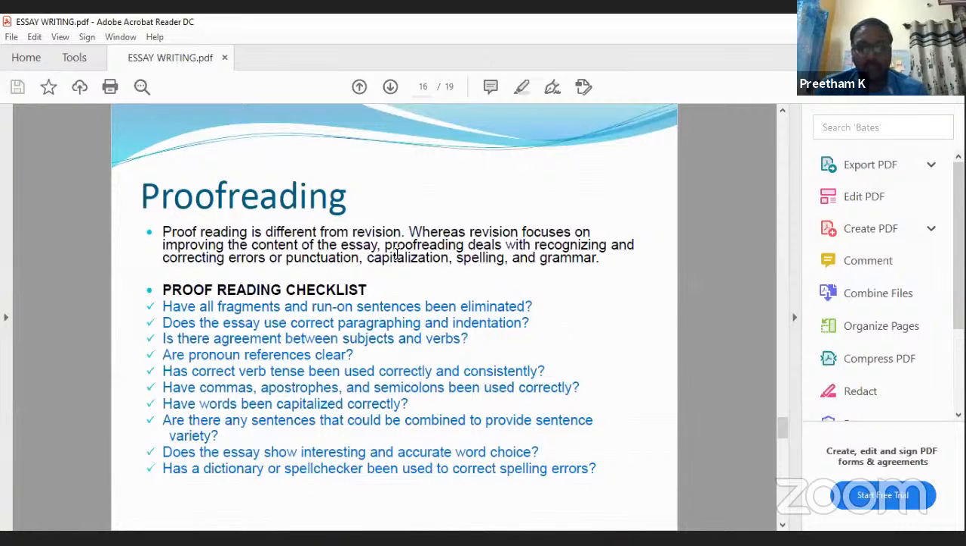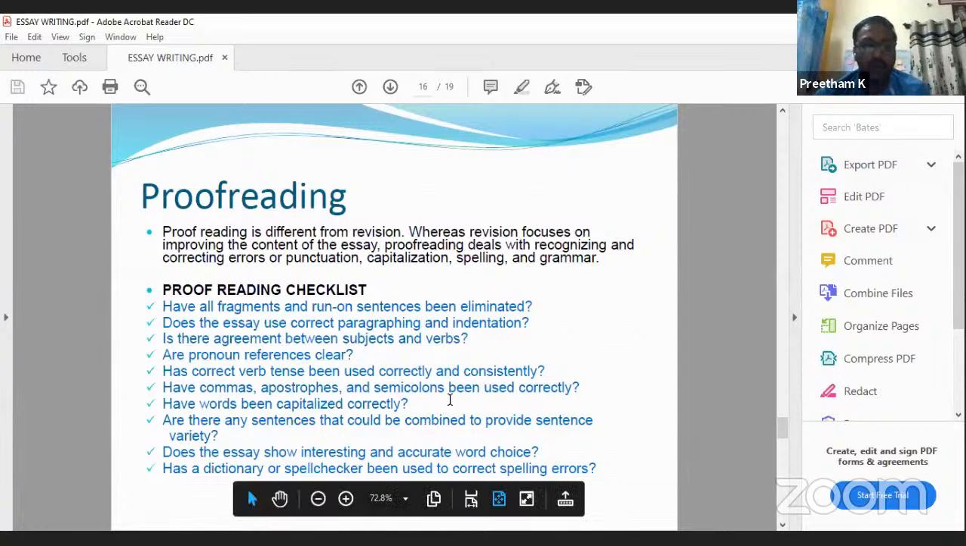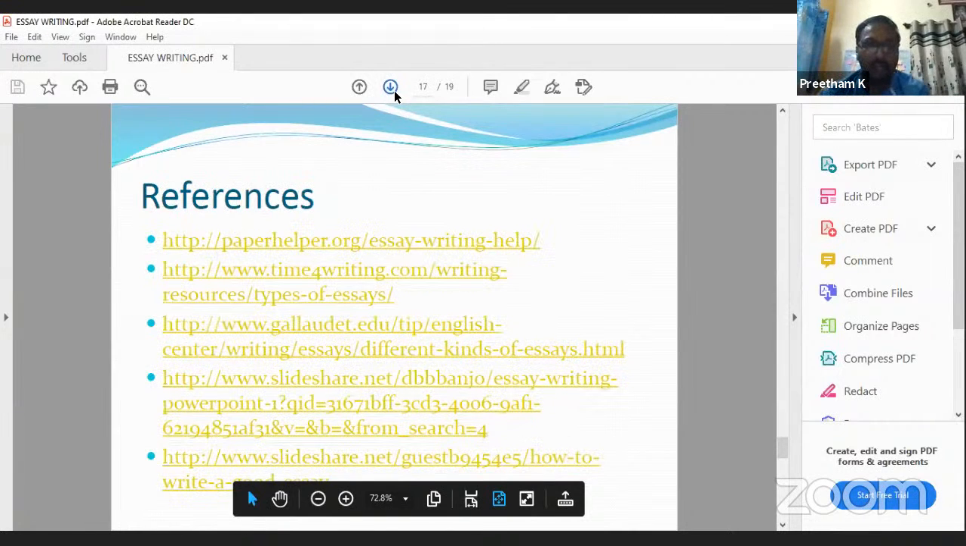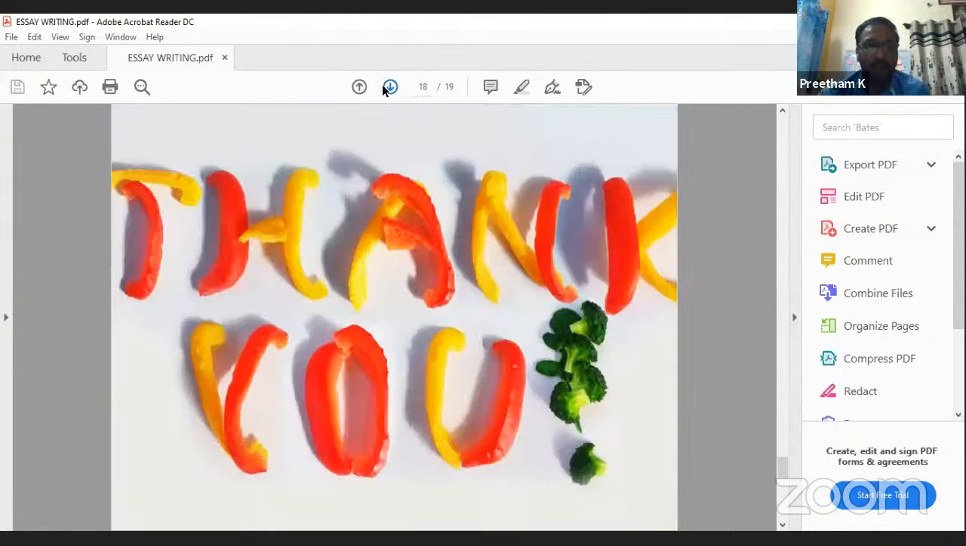Are there any sentences that could be combined to provide sentence variety? Does the essay show interesting and accurate word choice? Has a dictionary or spell checker been used to correct spelling errors? So if you use Grammarly, most of the errors will get rectified. All the grammatical errors will get rectified. So these are the references.